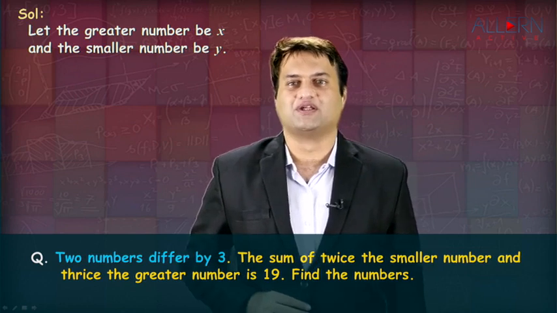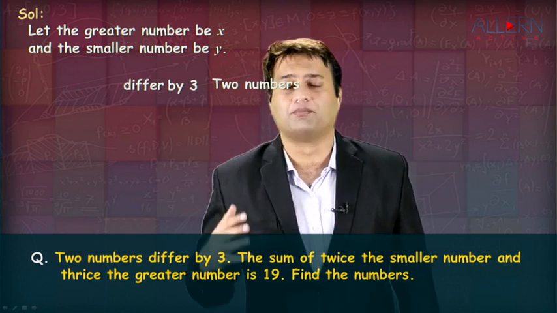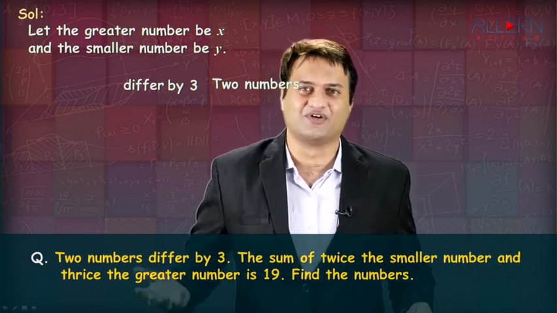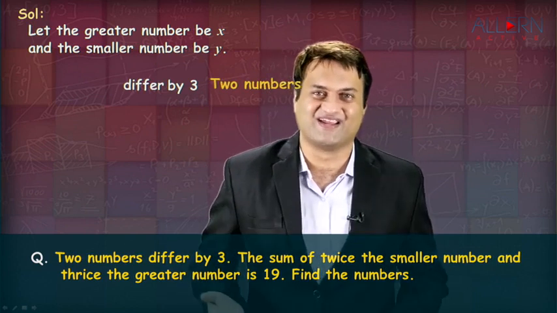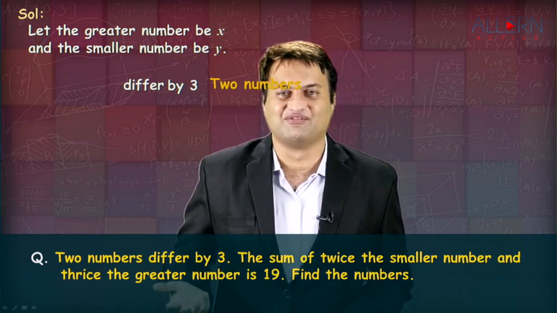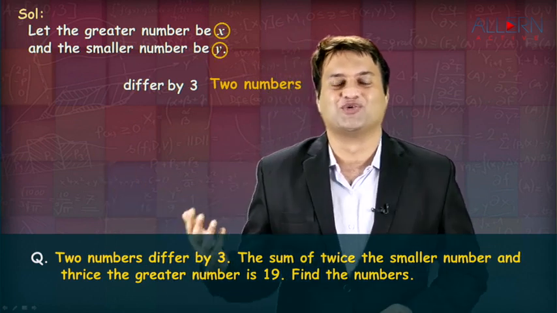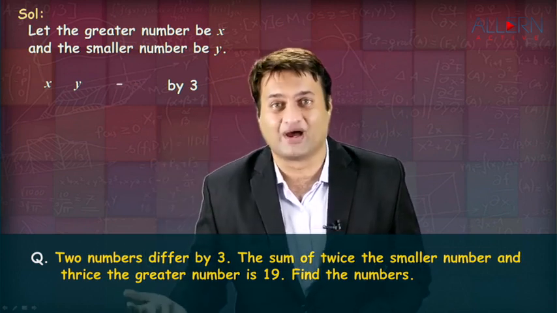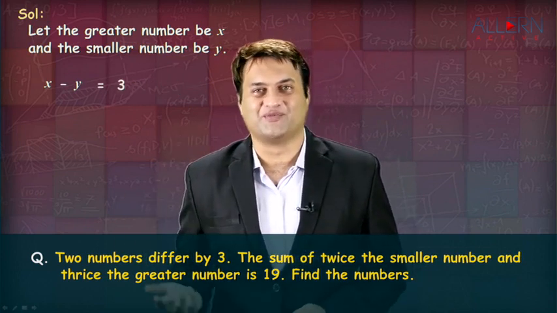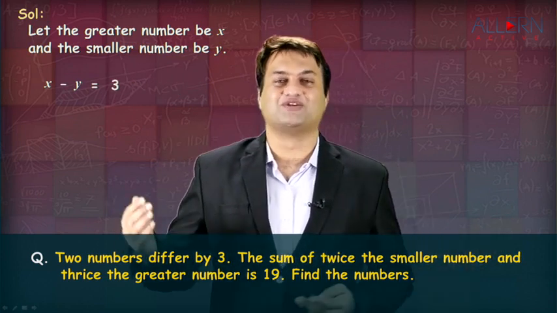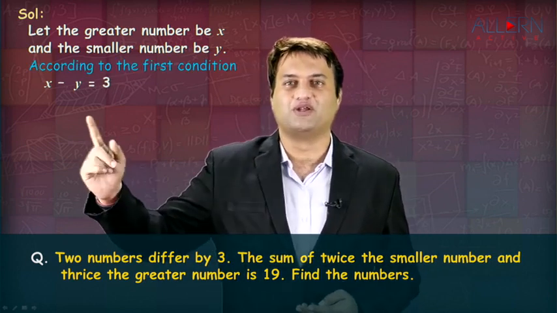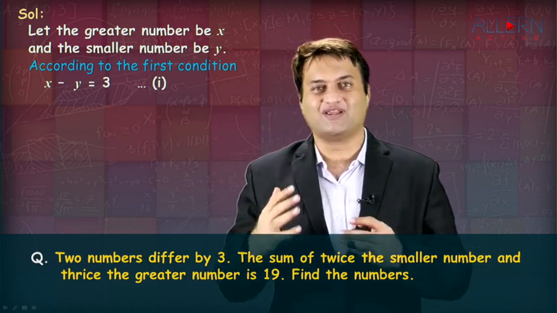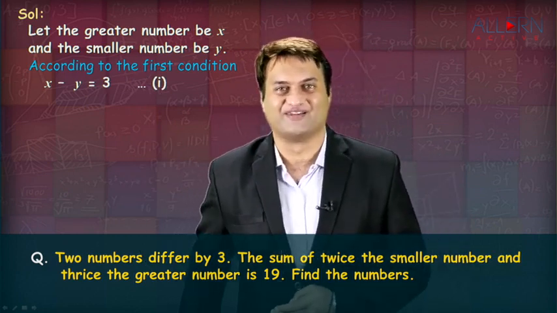The first condition is two numbers differ by 3. What do we mean by differ by 3? Differ is difference, so minus, right? So, two numbers are x and y, the difference is 3. So, what should be the equation? The equation should be x minus y is equal to 3. Very simple equation. From the presentation perspective, you need to write according to the first condition, x minus y is equal to 3. Number this as equation number 1.